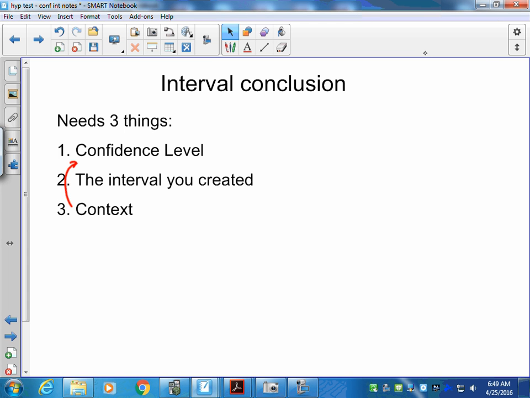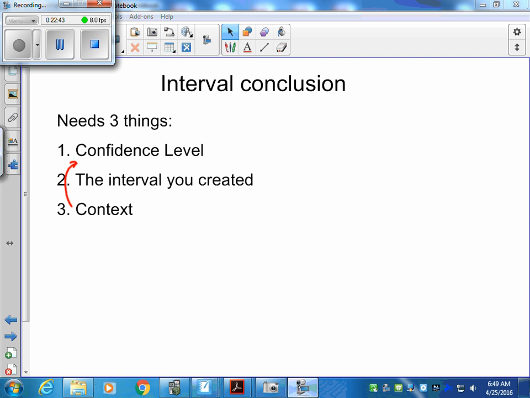Okay, and that is our quick review of hypothesis tests and confidence intervals for the AP exam.